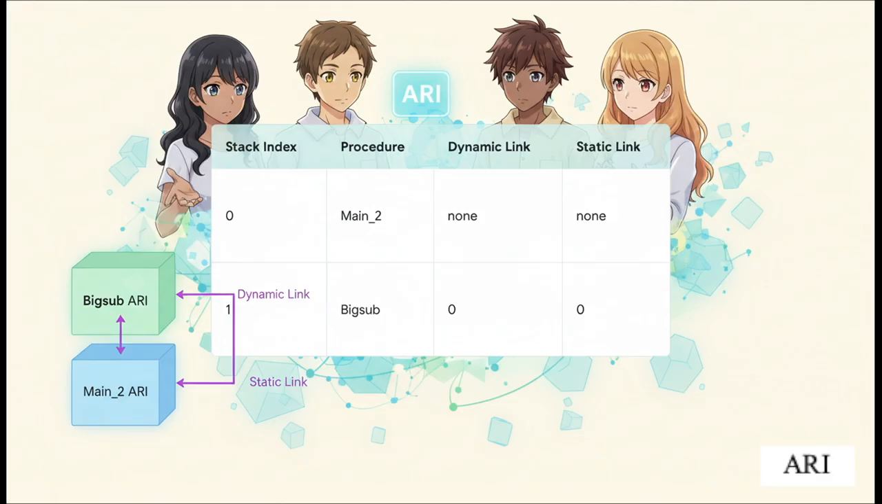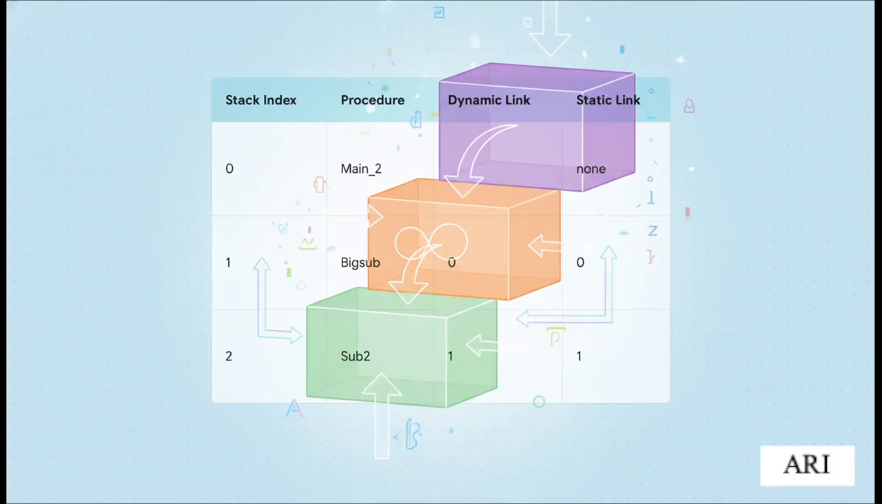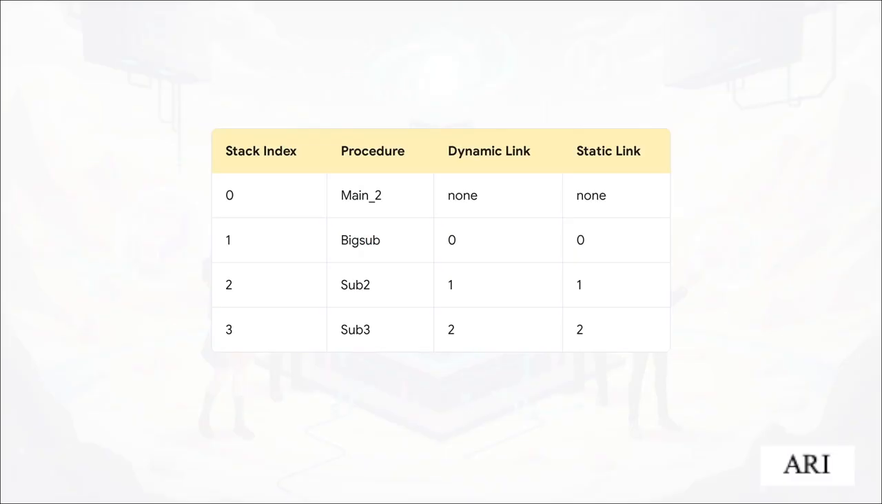So far, so simple. Next up, bigsub calls sub2. A new ARI gets pushed on top of the stack. And again, the pattern holds. The dynamic link points to the caller, which is bigsub, and the static link points to its lexical parent, where it's written, which is also bigsub. Our stack is now 3 levels deep. Everything is still straightforward. And we keep going.